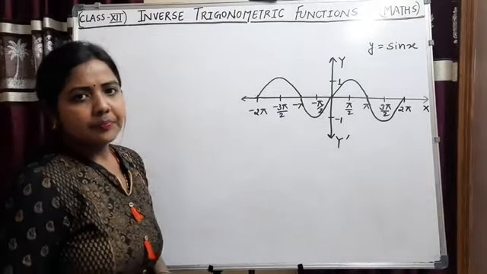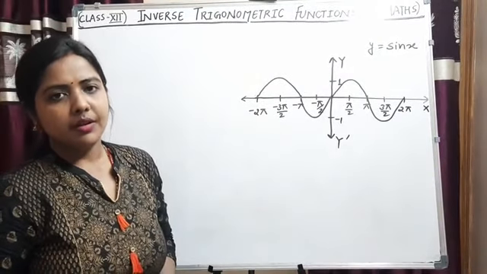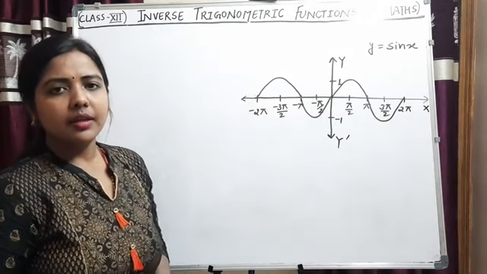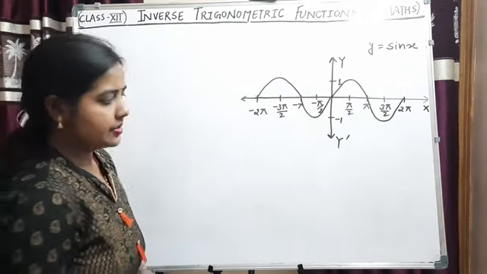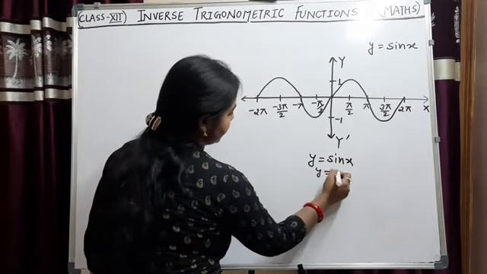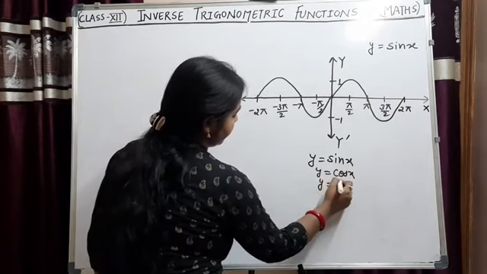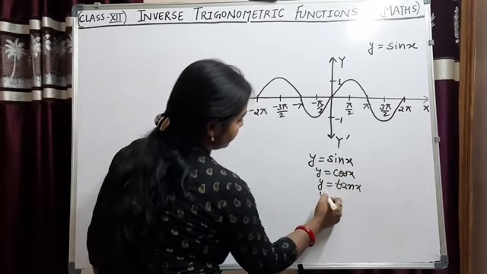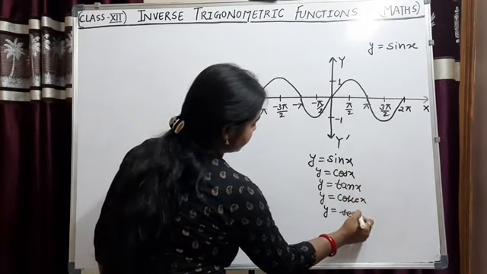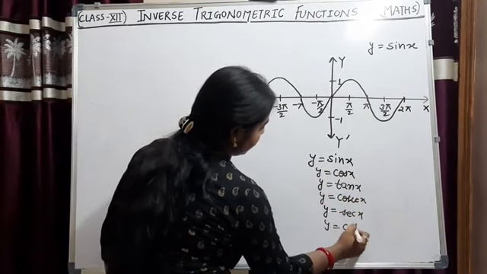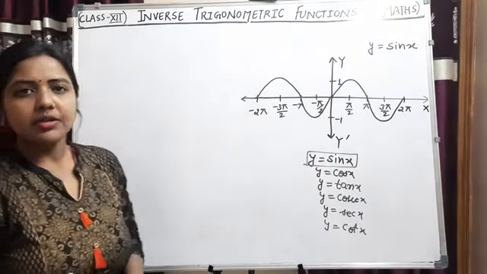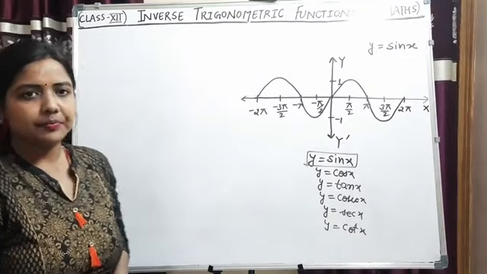Now we will discuss 1-1 onto in trigonometric functions. I am going to start with sin x. We all know that there are a total of 6 trigonometric functions: y equals sin x, then cos x, then tan x, cosec x, sec x and cot x. So I am taking the example of sin x, means here I will try to find the inverse of sin x.